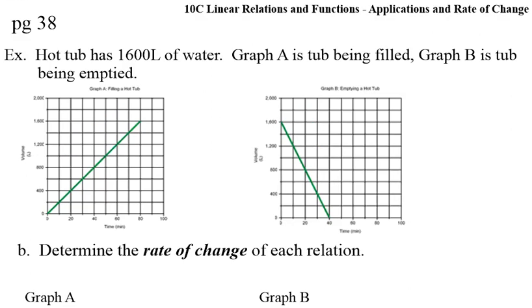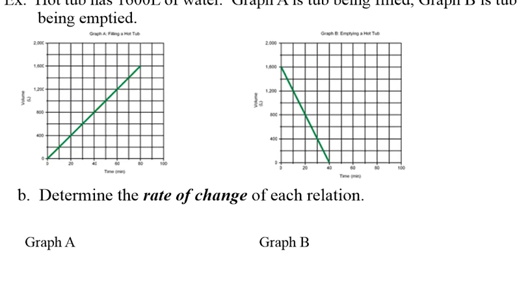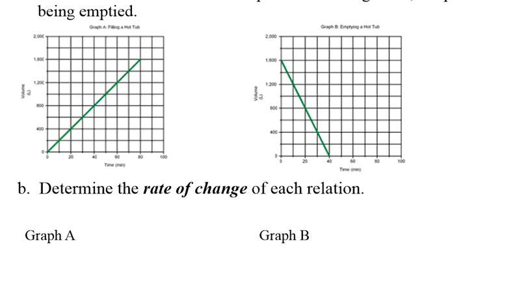Second part to that is calculate the rate of change for each relation. We've looked at it once, but again, rate of change is the change in our y, dependent values, over the change in x, which are our independent. So we need to find 2 points on the graph that are easy to identify.